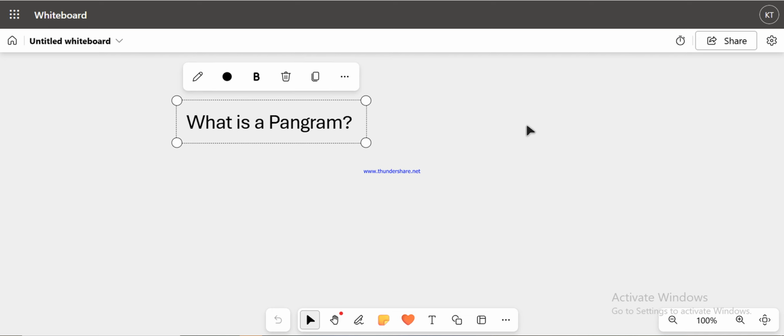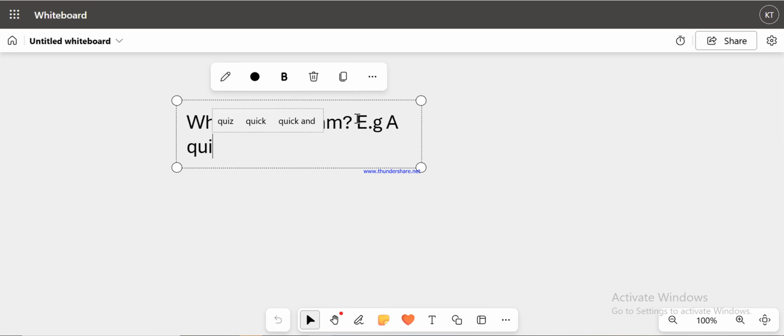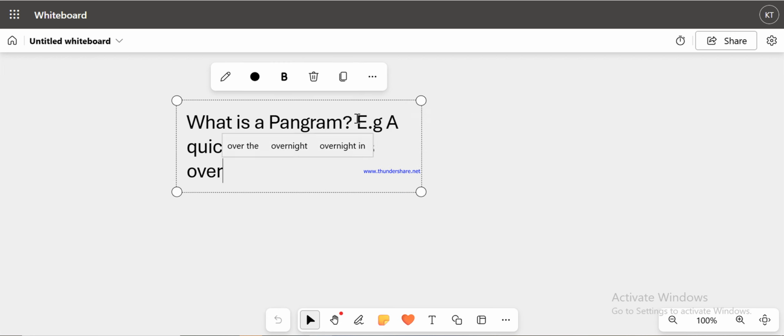Now, does that sound interesting to you? Can we have a sentence that literally contains all the letters of the English alphabet? Now, let's take a look. Let's see if we can have any. E.g., a quick brown fox jumps over the lazy dog. So this is a perfect example of a pangram, because in this sentence you find every letter of the English alphabet there.